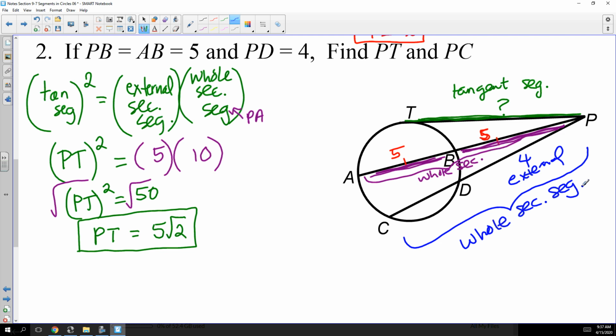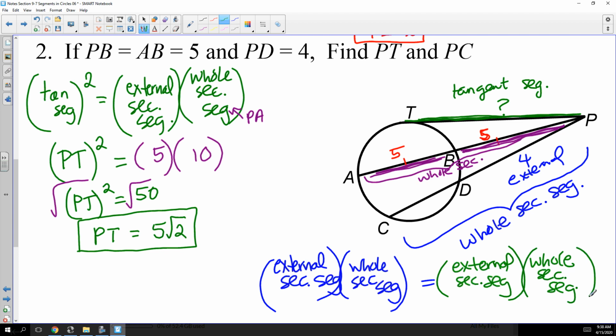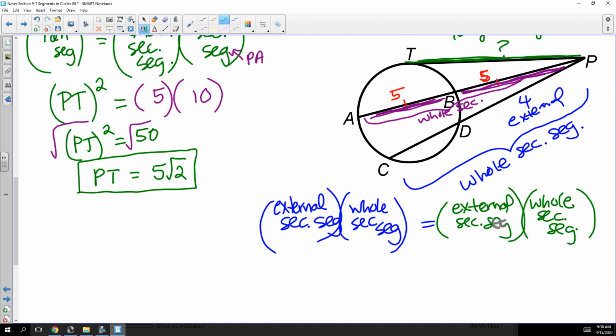I'm going to go ahead and use PA because I know that information, and if I got PT wrong, I don't want to make the same mistake again. So remember that we can say that the external secant segment times the whole secant segment is going to be equal to the external secant segment times the whole secant segment if we have two different secant segments, right? So I'm going to use those, and I'm going to go ahead and label everything for you so that you know what I'm talking about. The external secant segment in blue that I'm talking about is segment PD.